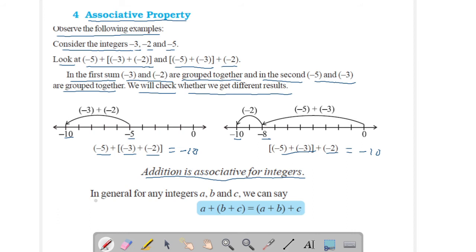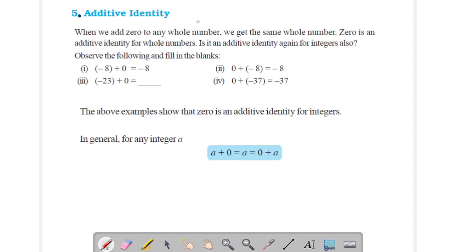In general, for any integers a, b and c, we can say a plus within the bracket b plus c is equal to within the bracket a plus b, plus c. Now come to the fifth point: additive identity.